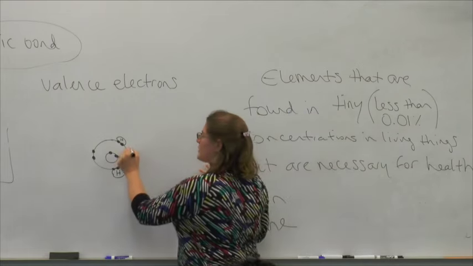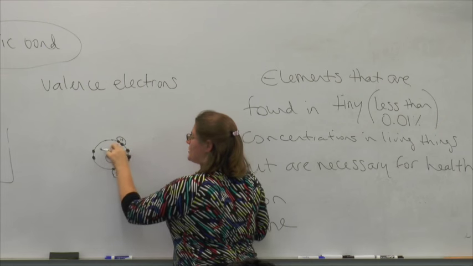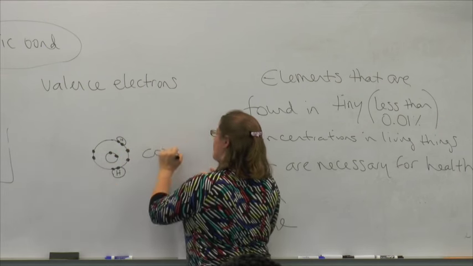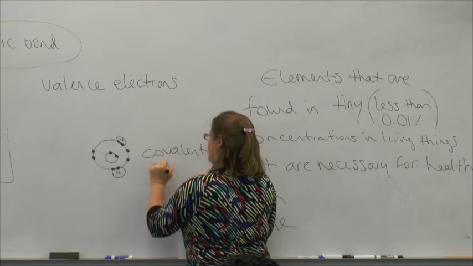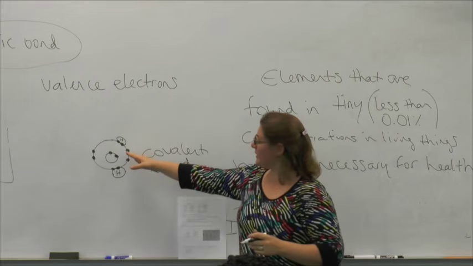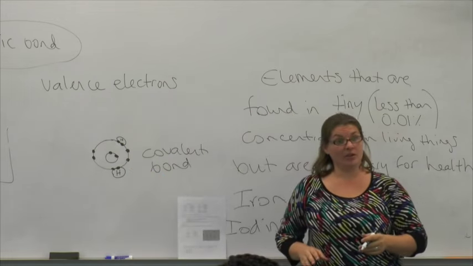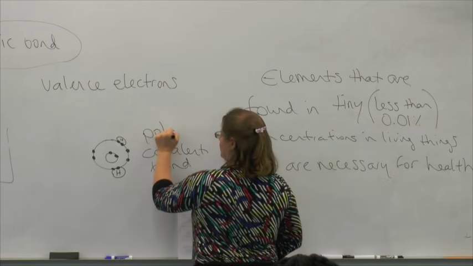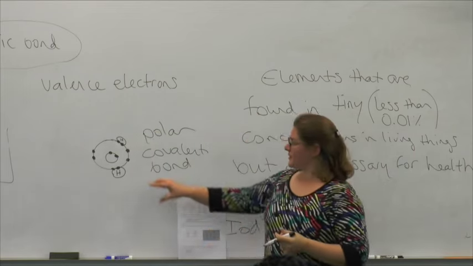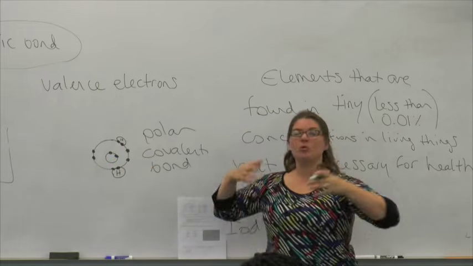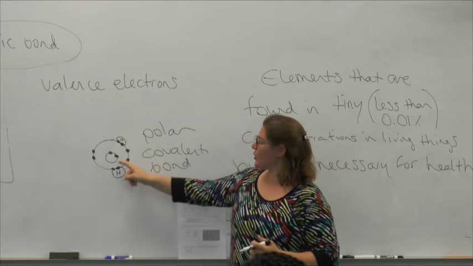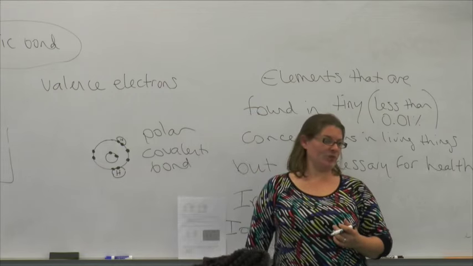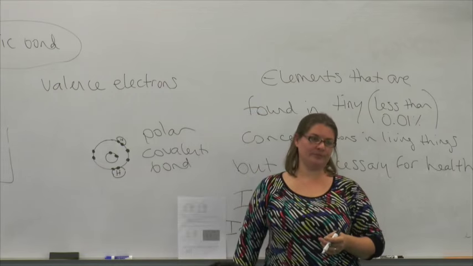But this is called what? What kind of a bond is this? You're sharing electrons. The sharing of electrons is a covalent bond. Okay? Specifically, what kind of a covalent bond is this? Polar. Yeah, this is a polar covalent bond. Okay? Because the electrons are not being shared equally all around, right? There's more sharing going on this side of the atom than on this side. Okay, that's why it's called polar.